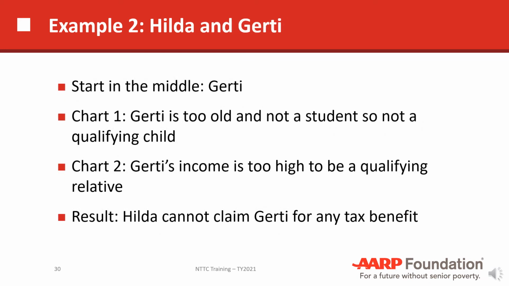The best way to go about this, the best way to start, is to start in the middle with Gertie. So if we keep Gertie in mind and we look at chart number 1, Gertie is too old and not a student, so she is not a qualifying child. That takes care of chart 1. Chart number 2, Gertie's income is too high to be a qualifying relative, so that doesn't work out. So the result is that Hilda cannot claim Gertie for any tax benefits.